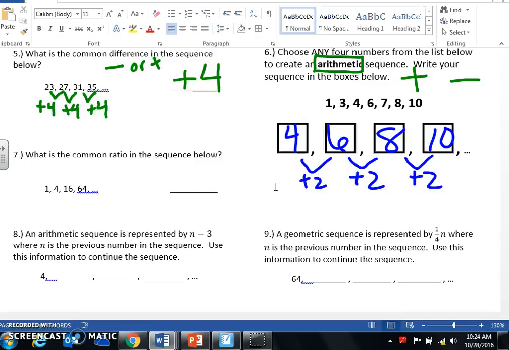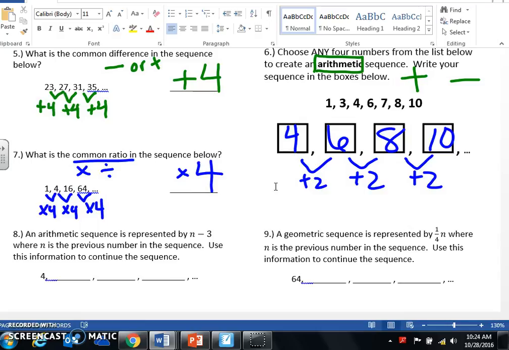For 7, what is the common ratio? Common ratio, once again, that means multiplying or dividing. Okay, so to get from 1 to 4, I multiply by 4. 4 to 16, I multiply by 4. 16 to 64, I multiply by 4. So my common ratio is times 4.